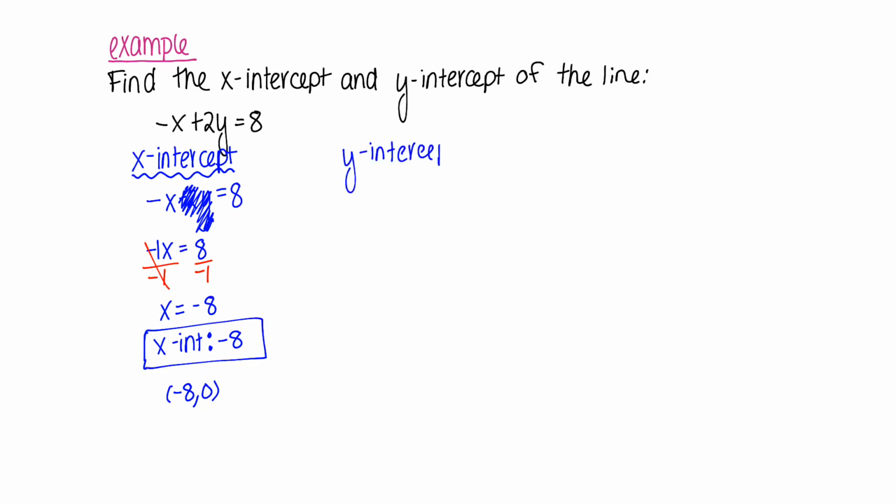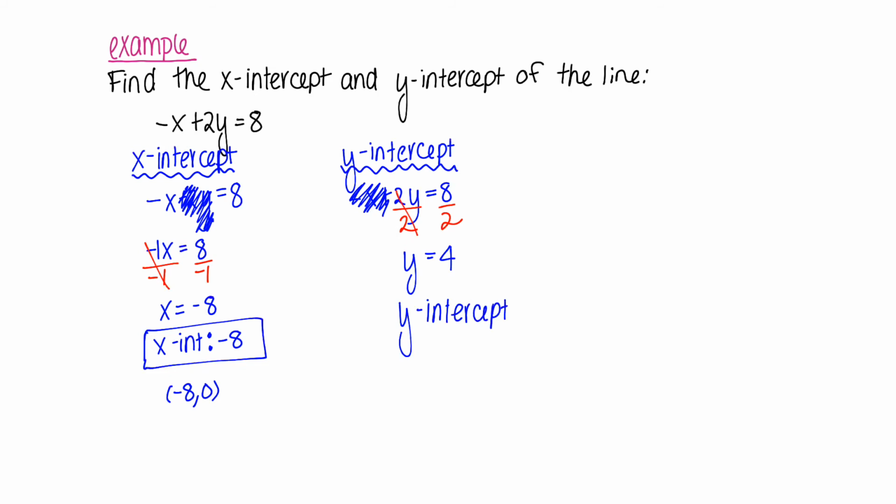For the y-intercept, we're going to do the same thing, but instead of ignoring the y part, we're going to ignore the x part. So it would be negative x plus 2y equals 8, but we're just going to pretend the x part isn't here, and we're going to solve for y, because if we plugged in 0, it would just make that x disappear. So here I can divide both sides by 2, and I get y equals 4. So the y-intercept is 4, which is the point 0, 4.